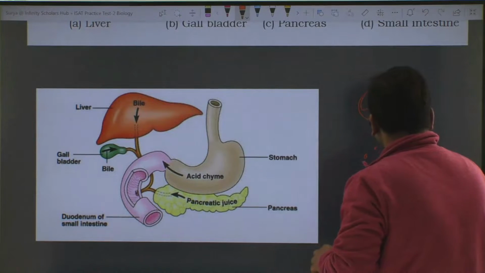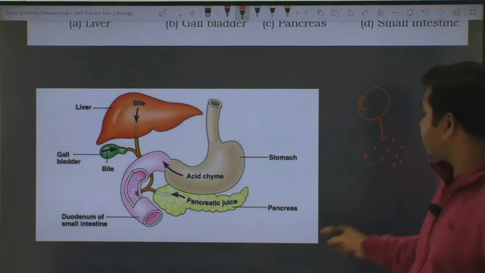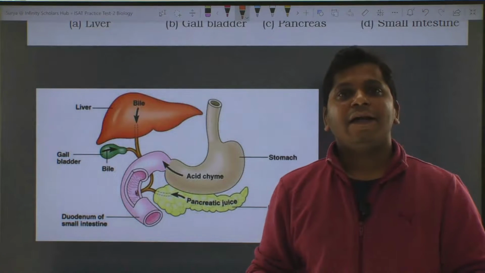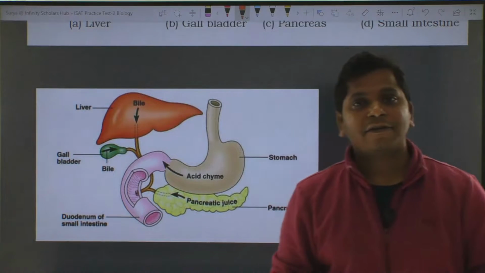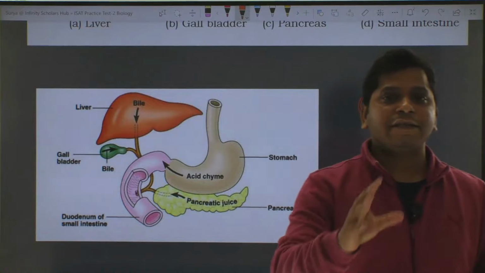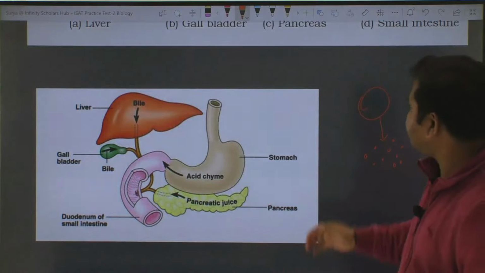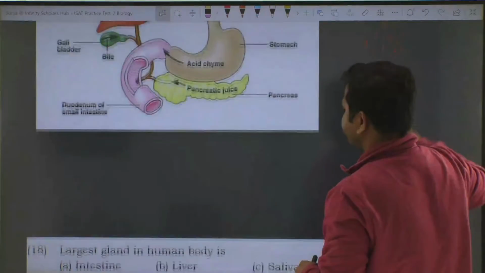As it is converted into smaller droplets, the enzymatic action on these droplets can be enhanced, right? And that is the function of the bile juice. It helps to enhance the action of lipase, which works on the fat. It doesn't necessarily help in actually digesting the fat. Okay, so let's go to the next question.